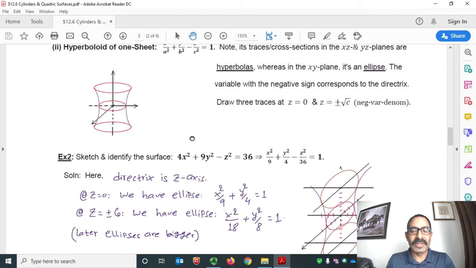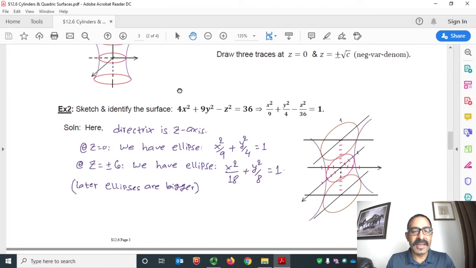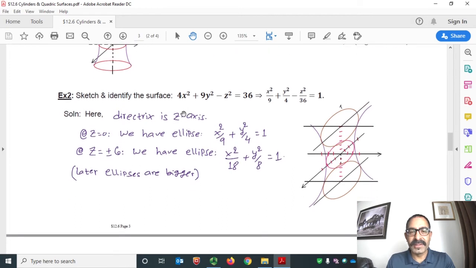Let's do a quick example 2. Sketch and identify the surface given by 4x squared plus 9y squared minus z squared equals 36. Let's divide by 36. X squared over 9 plus y squared over 4 minus z squared over 36 equals 1. So z has a negative sign, so the z-axis is the directrix.